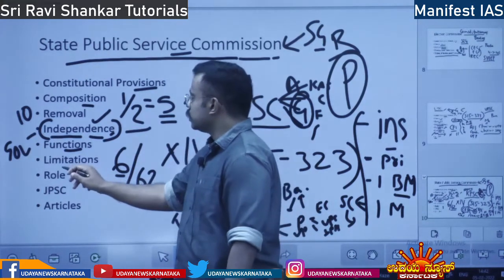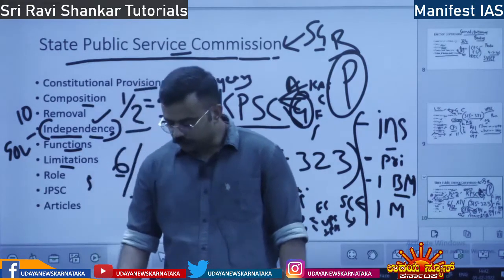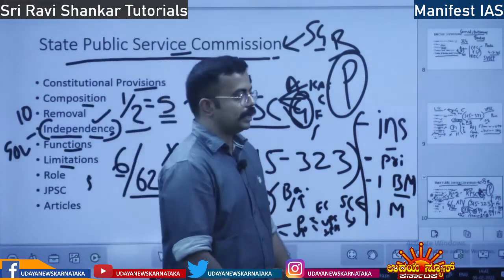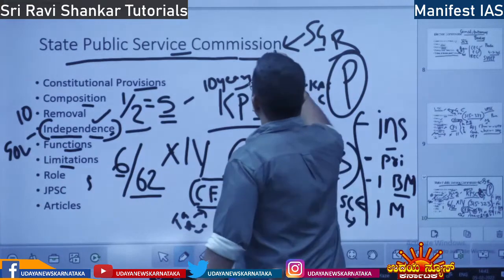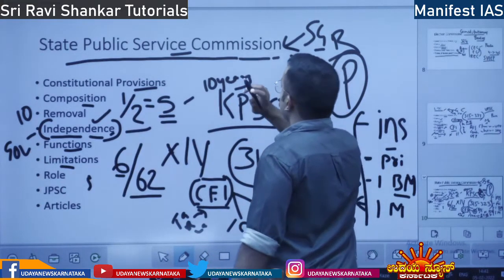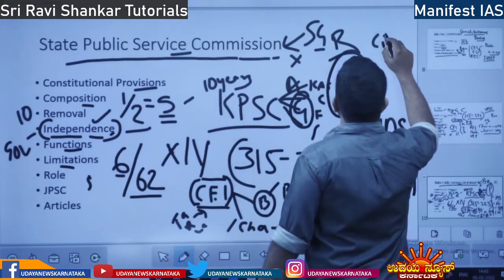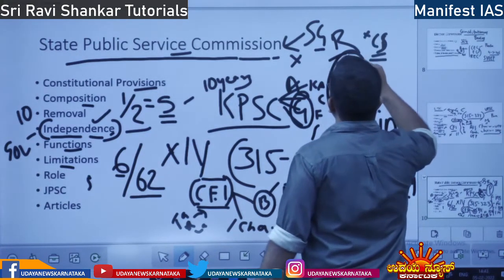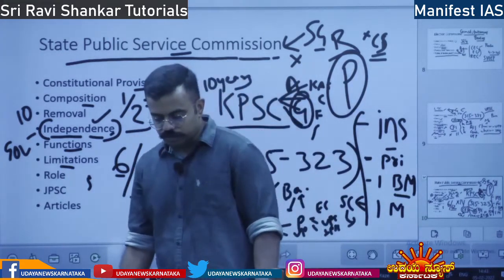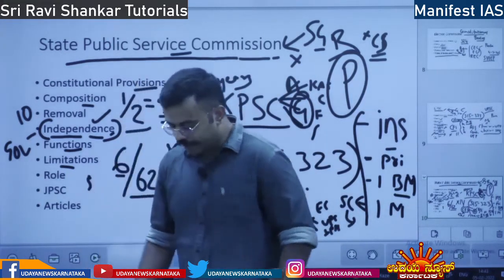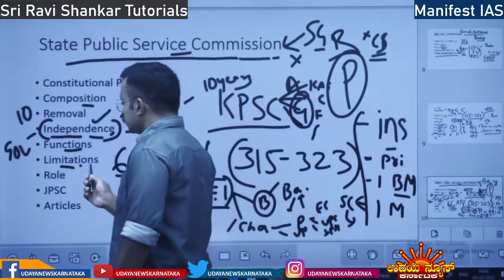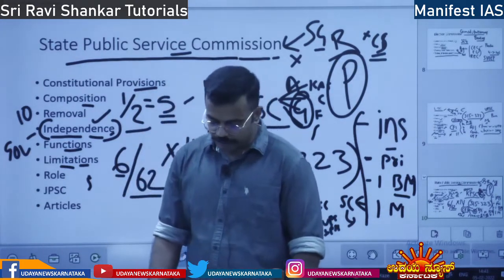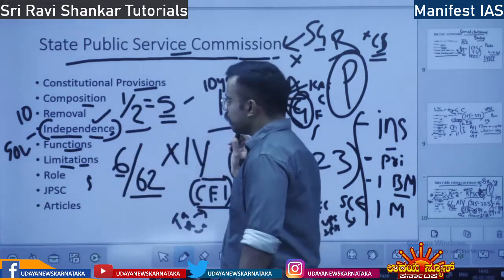So what are the limitations? Limitations are similar to the UPSC. Suppose the government fails to consult the State Public Service Commission in any matter, the state government fails to consult the SPSC, the aggrieved civil servant, the person who is affected, that is civil servant, he has no other arena to file his case. So in those cases he cannot go anywhere. And also another limitation is with respect to reservation of SCs, STs, backward classes. This State Public Service Commission doesn't have any role.